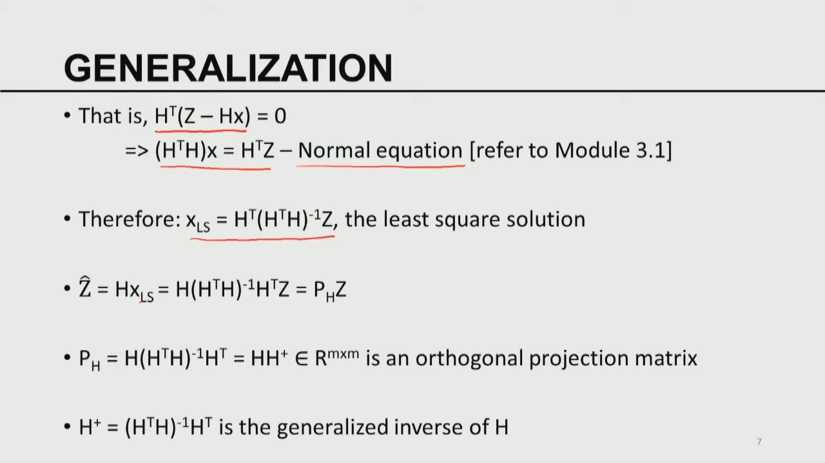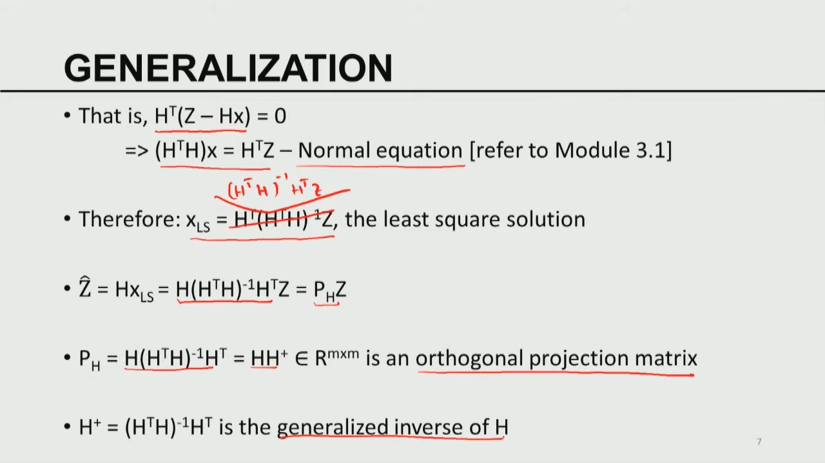So z hat is equal to H x_LS, where x_LS is given by the solution of this, which is H plus z. That is the correct solution. That is the least squares solution. That solution we have already seen in the previous module. Therefore, z hat is equal to H x_LS, which, if I substitute x_LS by this, gives this operator operating on z. That operator is called P_H. So P_H is given by this, which is H H plus. That is called the orthogonal projection matrix induced by the given matrix H. And please remember, H plus is the generalized inverse we have already seen.